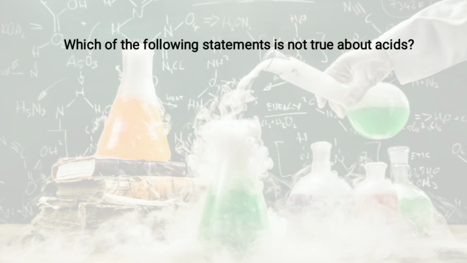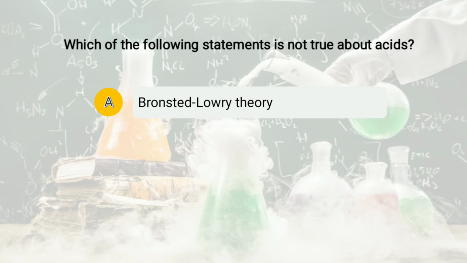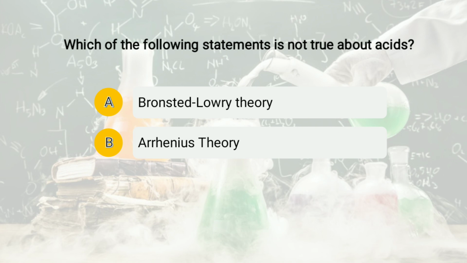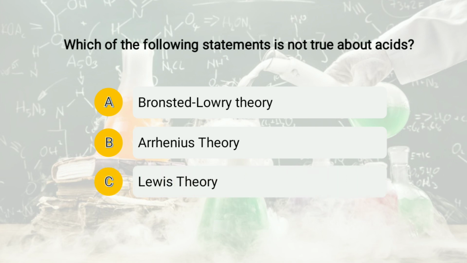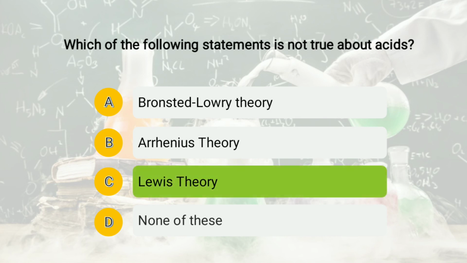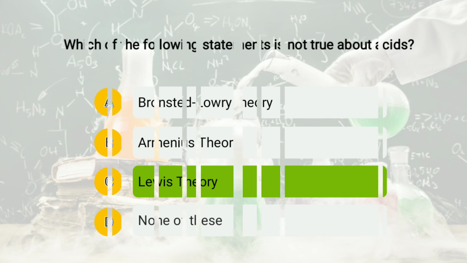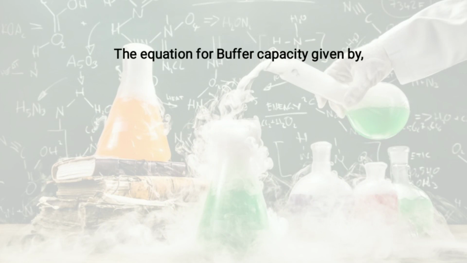The next question is: which of the following statements is not true about acids? And the statements are A, Bronsted-Lowry theory, option number B, Arrhenius theory, option number C, Lewis theory, or option number D, none of these. The correct answer for this question is option number C, that is Lewis theory. The statement is not true about acid. Okay, then moving to the next one.